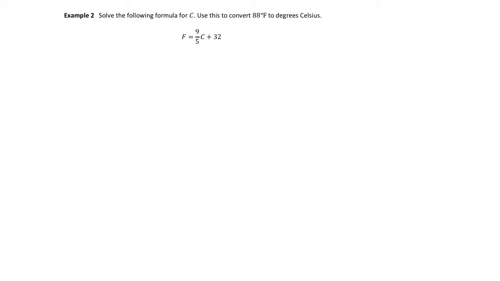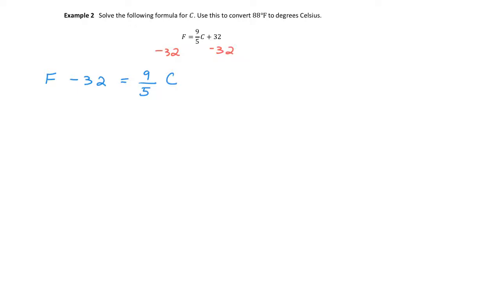Well, let's see. If I want to solve this thing for the variable C, I'm going to start by subtracting 32 from both sides of my equation. Okay, if I do that, I get F minus 32 is equal to 9/5 C. If you'd like at this step, you can in one move multiply both sides by 5/9 to get C by itself. So this is the approach I'm going to take.